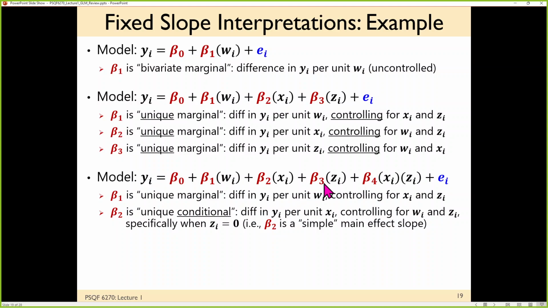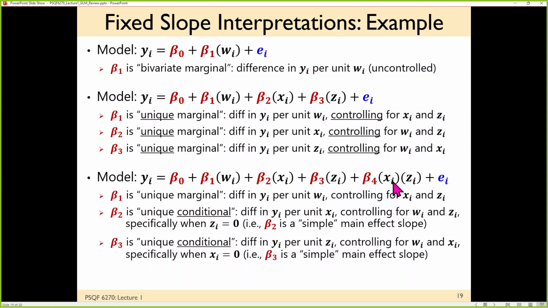Beta 3, same situation. It is now unique conditional when the other predictor is 0, when X is 0, because that's the only point at which the interaction term drops out, and we're left with just beta 3 as describing how X predicts Y. So we need X to have a meaningful 0 so that beta 3 means something. We need Z to have a meaningful 0 so that beta 2 means something. The tricky part is that it's the opposite one that you're worried about. Okay, with me so far?